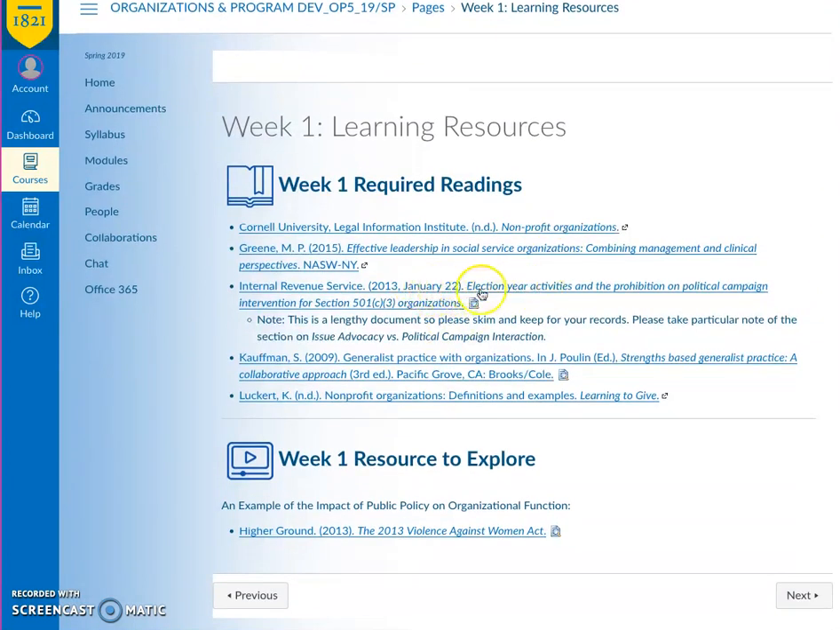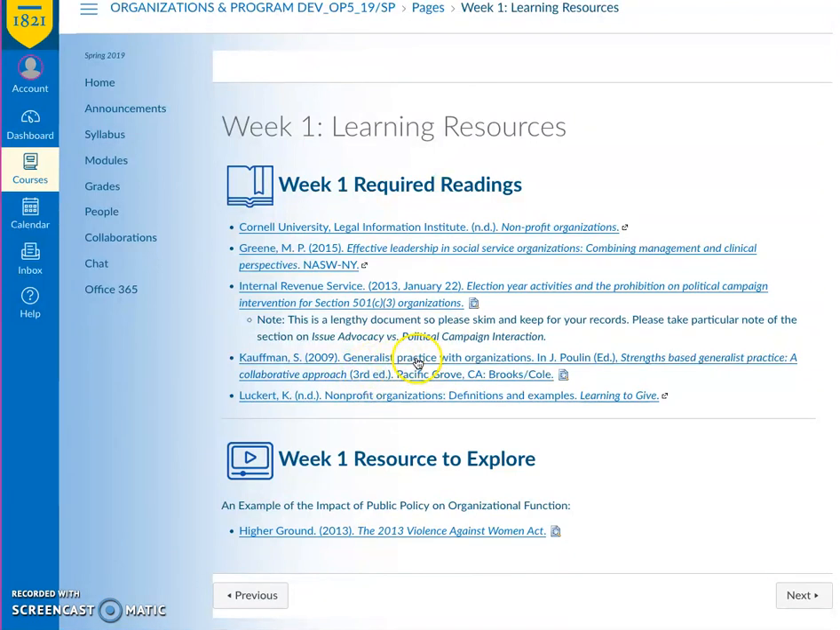The third resource, the IRS document, discusses what public campaigning is and what a nonprofit organization and its staff can and cannot do when it comes to public campaigning. Please focus specifically on issue advocacy versus political campaigning interaction, but make sure to skim through the rest as well, especially if you're interested in knowing what this means for organizations that work in the area of advocacy and social action.